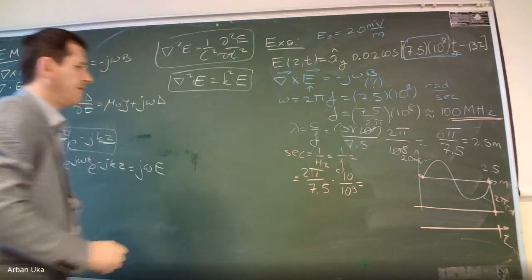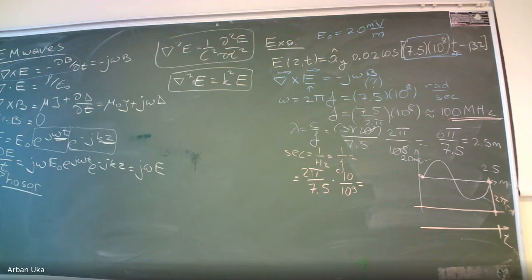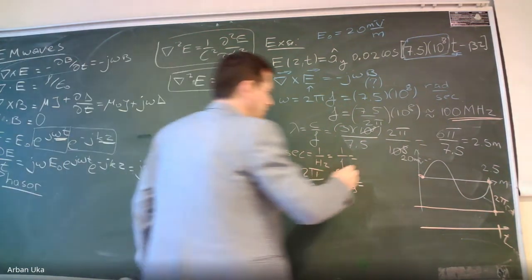Let's do it like this. What we get here, we multiply by 10 and divide by 10 to the power 9, because we may define this one in terms of nanoseconds. And here we get 20 pi divided by 7.5 nanoseconds.